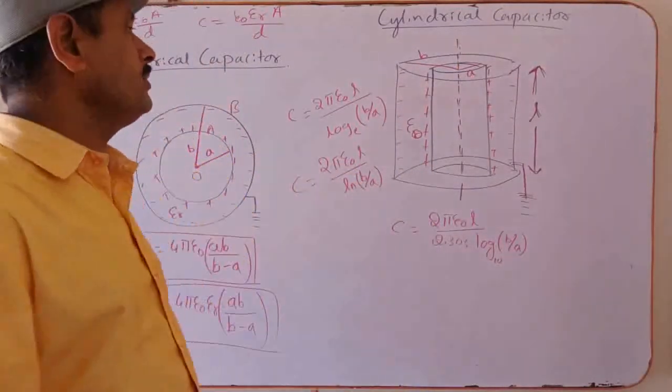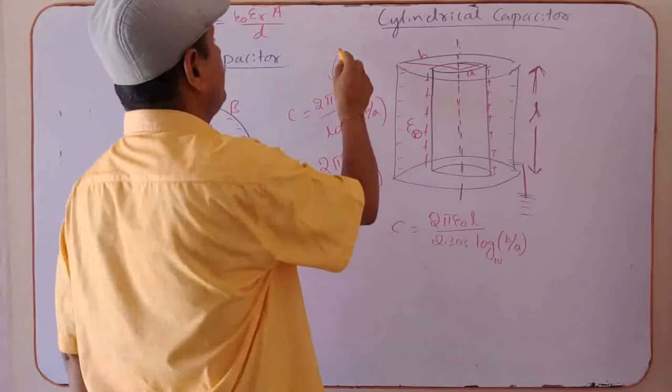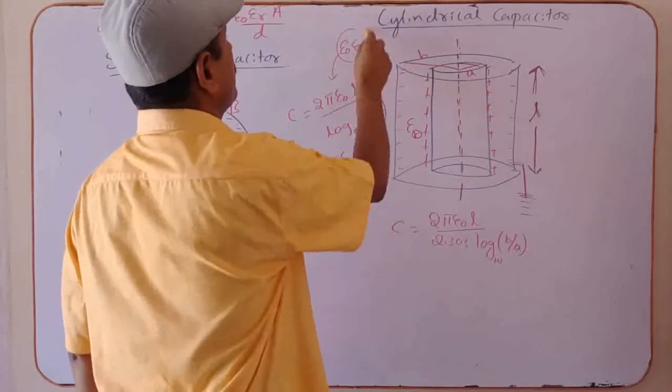If it is other than air medium, instead of epsilon naught, at that time you take epsilon naught into epsilon r.